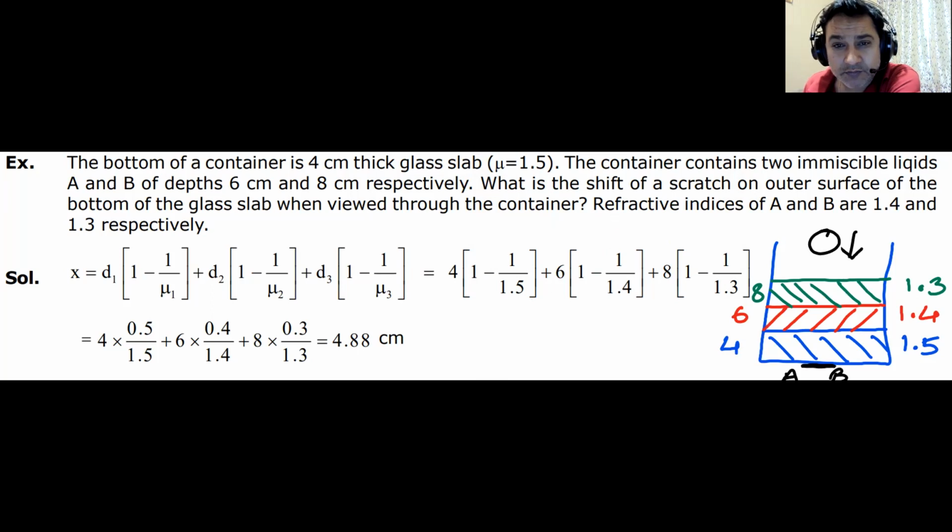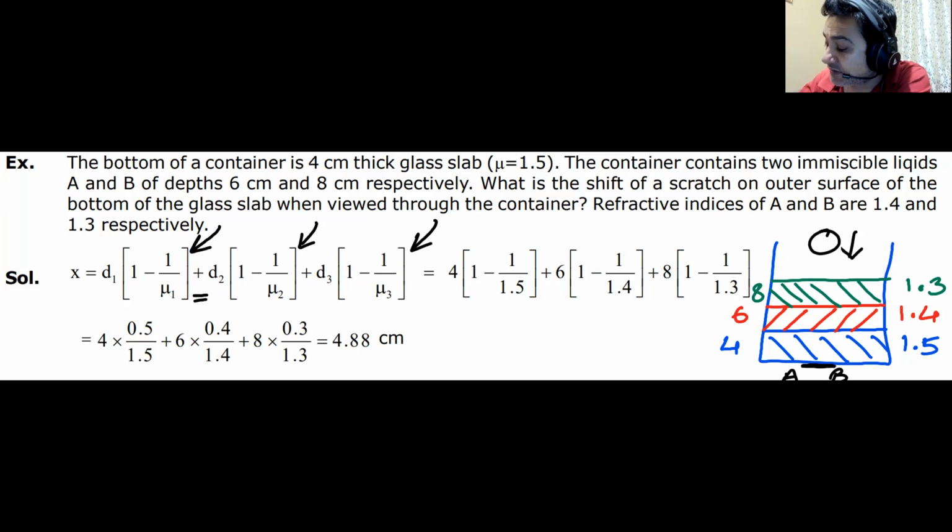So how much does it shift? So basically this question now becomes, what is the shifting? Now how do I find the shifting? I know the formula of shifting by one slab. Yes or no? Yes, sir. This is the formula of shifting by the first slab. Yes or no? Yes, sir. This is the formula of shifting by the second slab. Yes or no? Yes, sir. This is the formula of shifting for the third slab. Yes or no? Yes, sir.